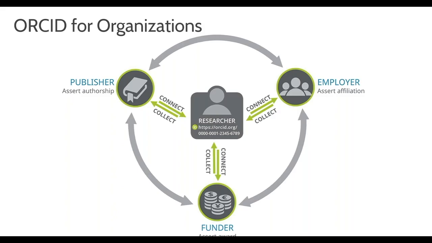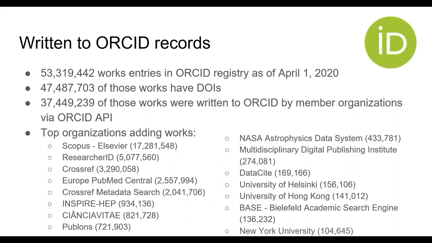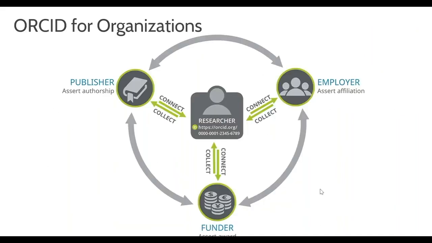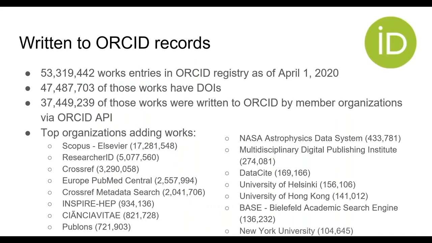Automating the data to flow freely from the source of the data to stakeholders allows for accurate data to populate our systems and minimize burden on researchers or research administrators. The ORCID registry is a hub that enables research data to flow efficiently. So in reality, this is what it looks like.